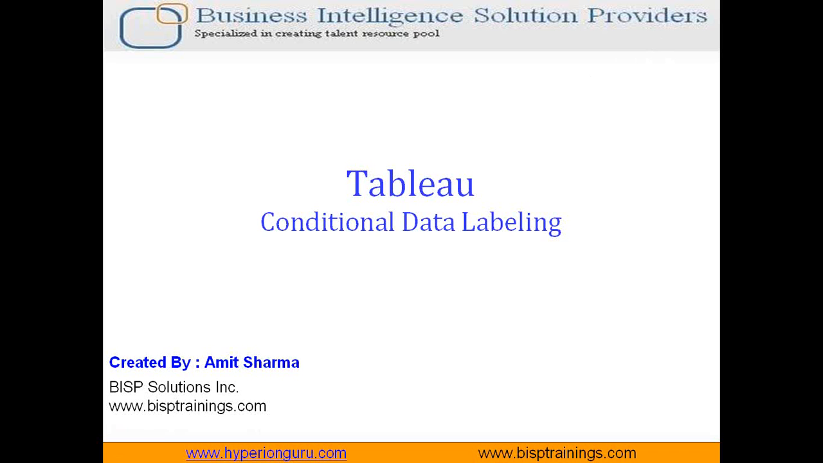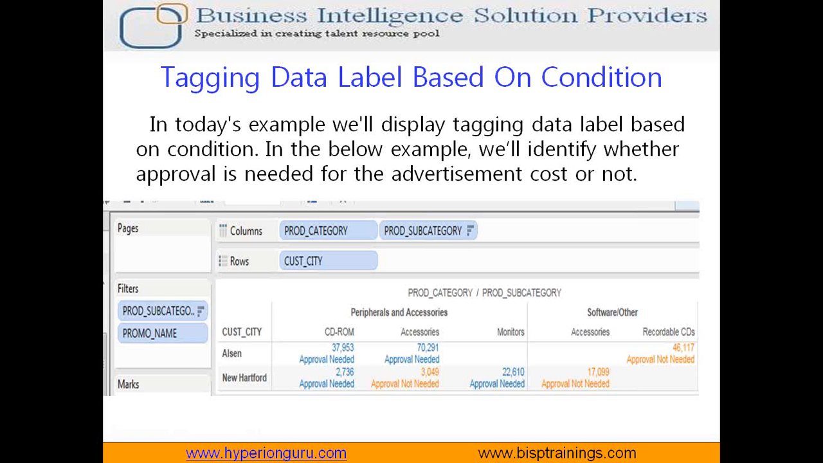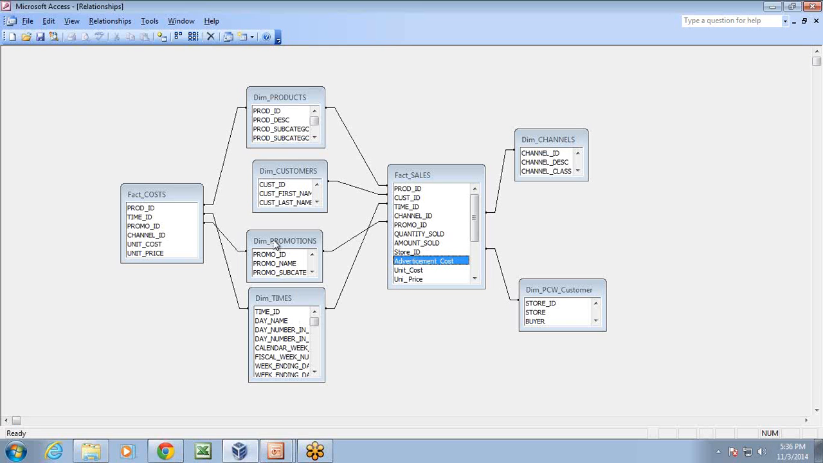My name is Amit Sharma, and in today's series of Tableau we are going to learn how to apply conditional data labeling. Let me explain the requirement. We are working on the sales order processing model which we started in the beginning, and this is my model information. We have two fact tables called fact sales and fact costs. This is a subset of my enterprise warehouse. We are only focusing on sales and order processing.